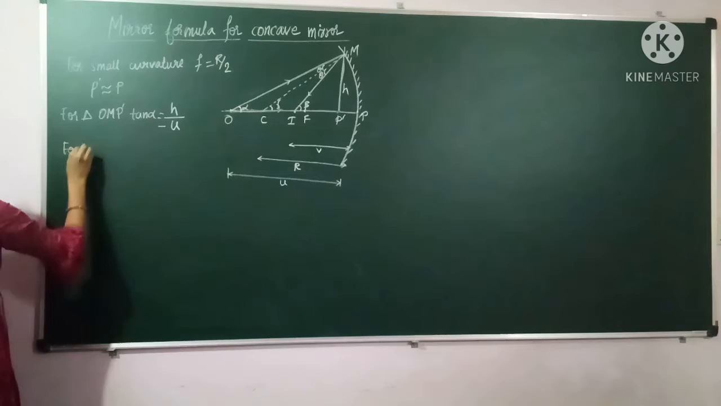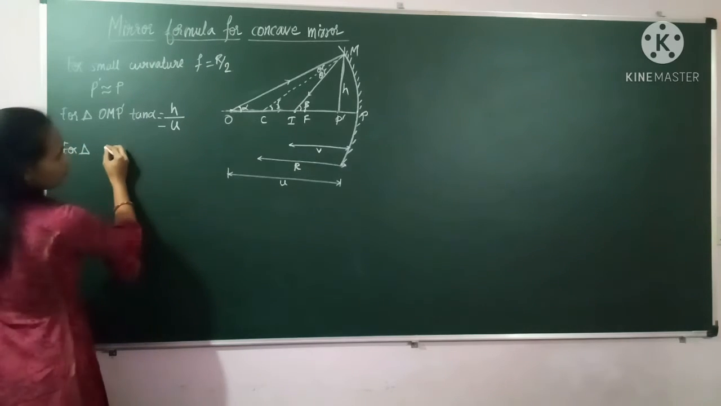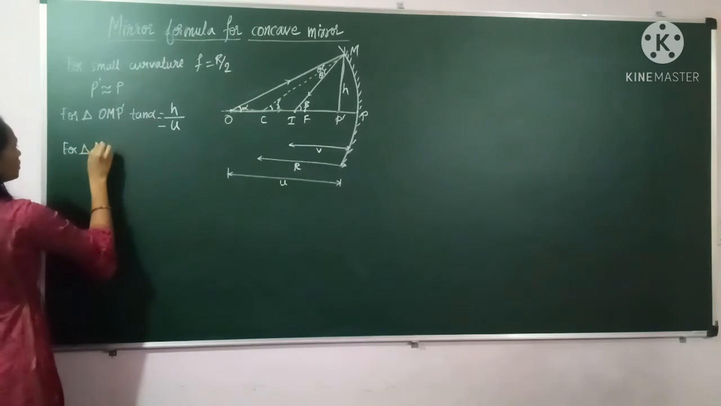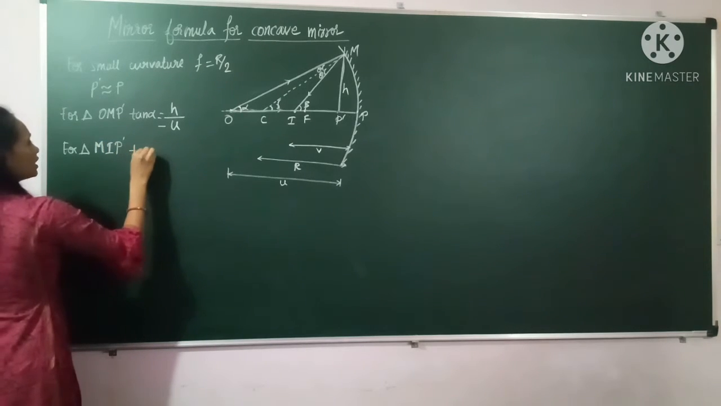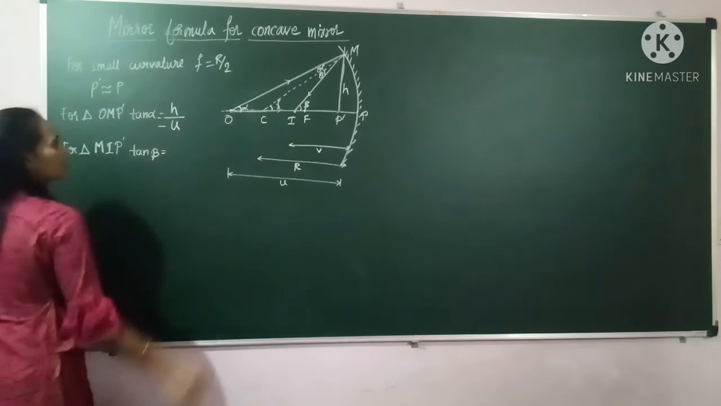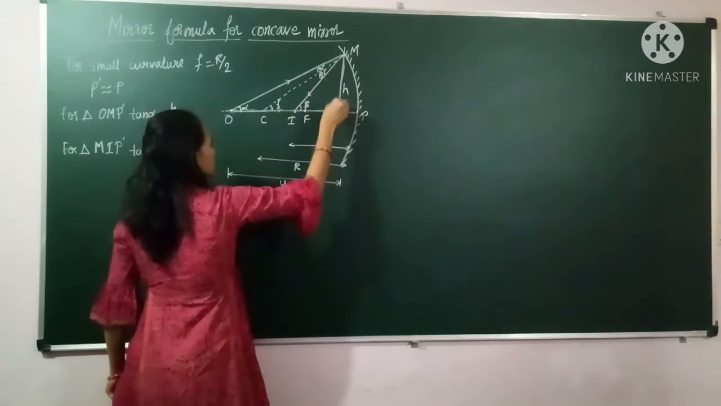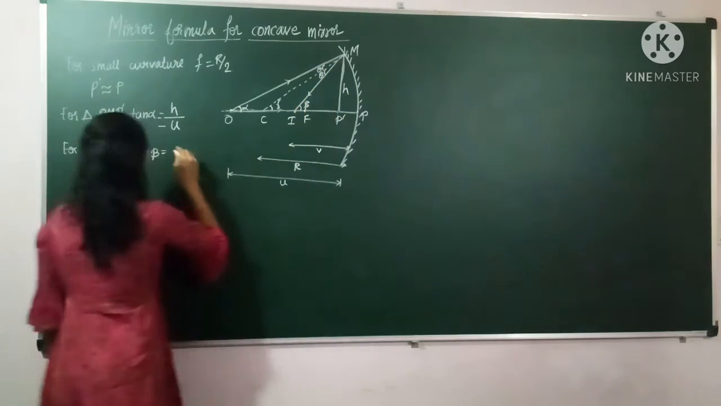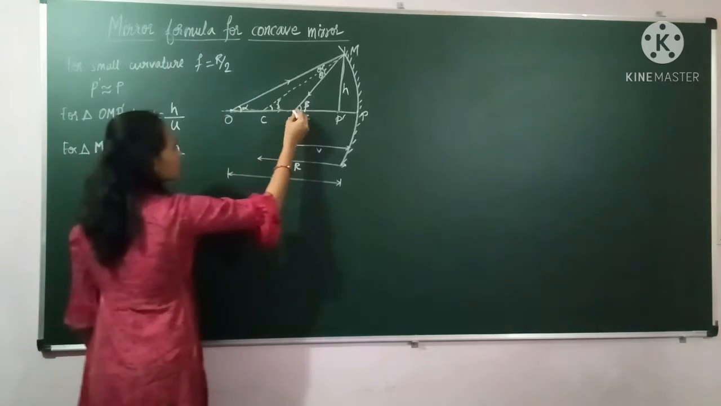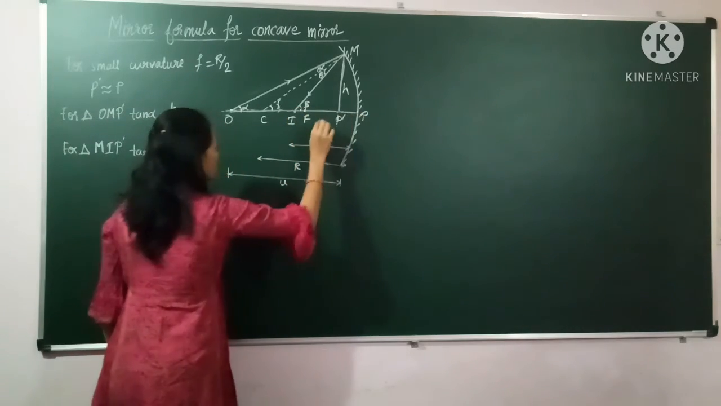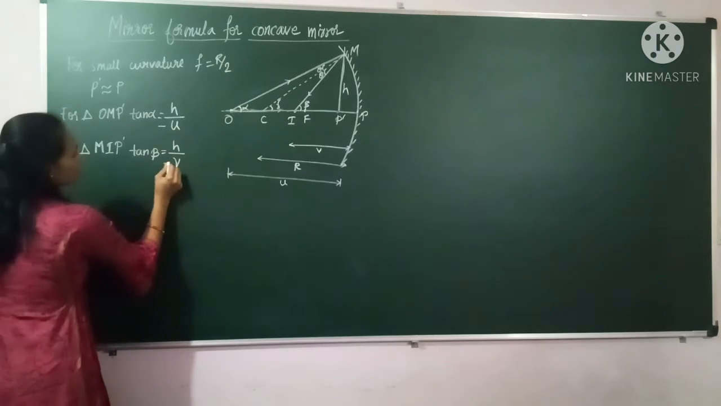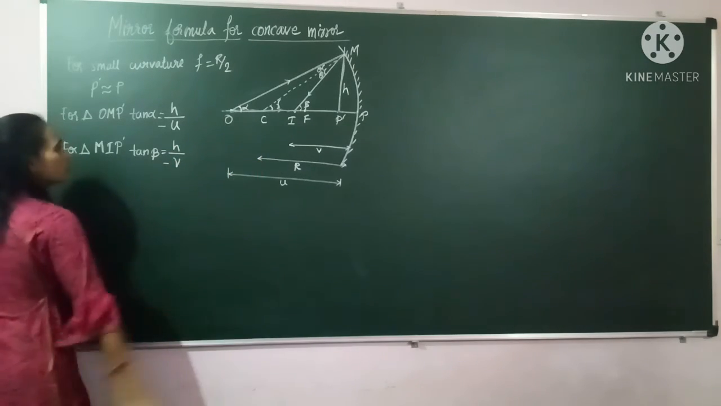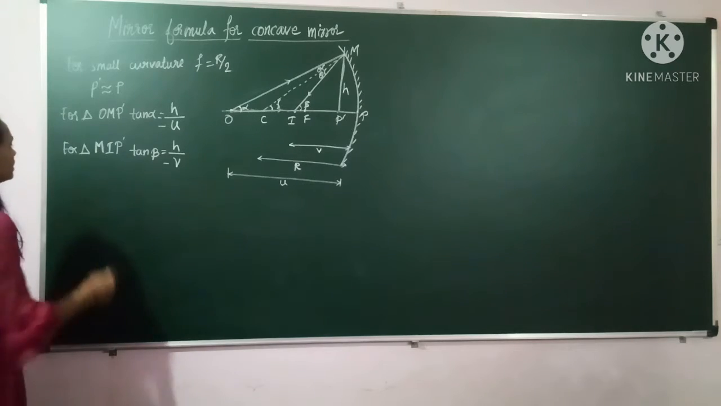For triangle MIP dash, tan of beta can be written as perpendicular by base. Perpendicular is h. Base is the distance from the image to the pole, the image distance, which is v. So here we will take it as minus v, because the measurement is opposite to the direction of incident light.